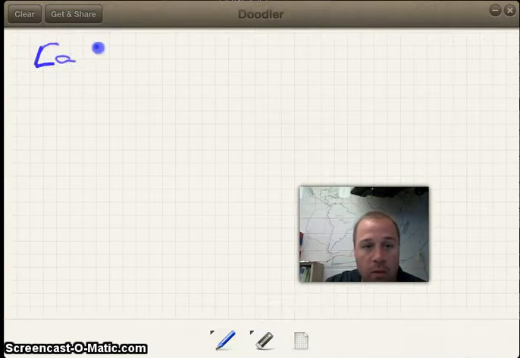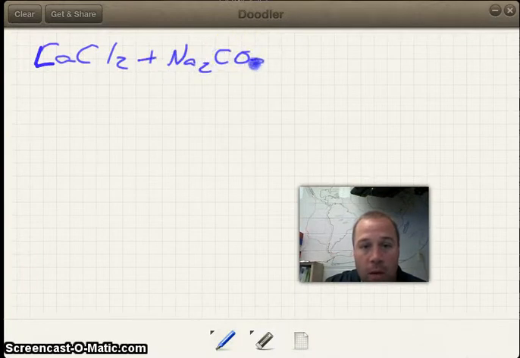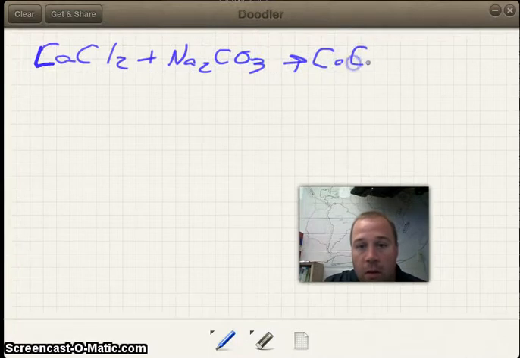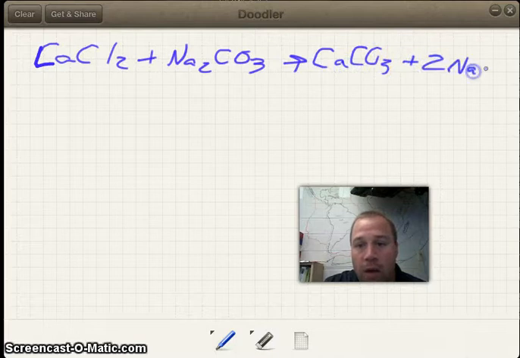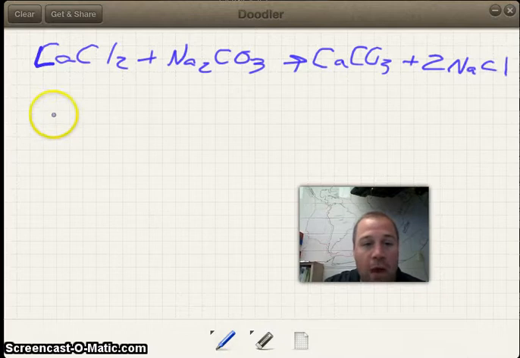Sorry. So it's CaCl2 plus Na2CO3, giving you CaCO3. That's calcium carbonate, that was your solid, plus 2NaCl. Okay, for question number 4, it asks you how many moles of calcium chloride are there in each of the samples that are in that table.